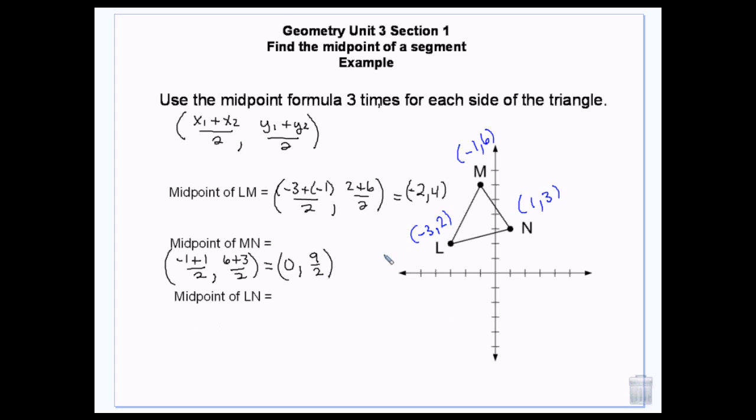Not too bad. And then the last one is LN, so I have -3 plus 1 and 2 plus 3. -3 plus 1 is -2. Divided by 2 gives me -1, and then 2 plus 3 is 5, which doesn't divide by 2, so I'll just leave it a fraction.